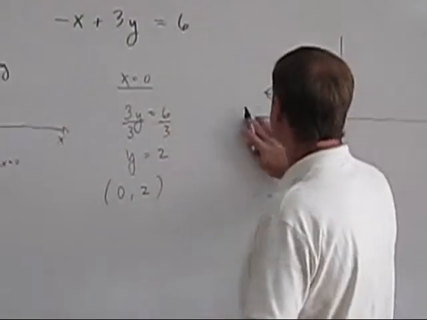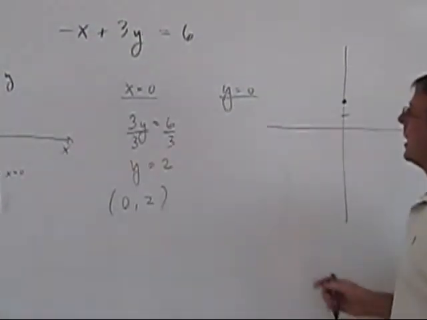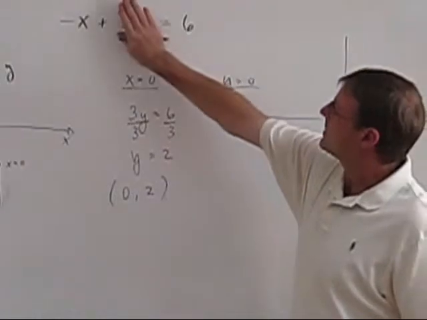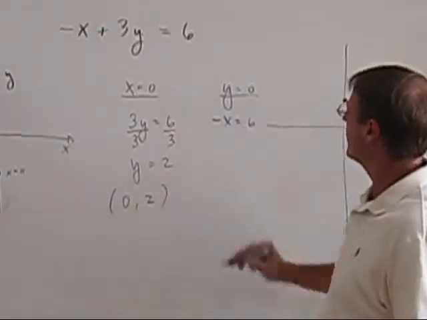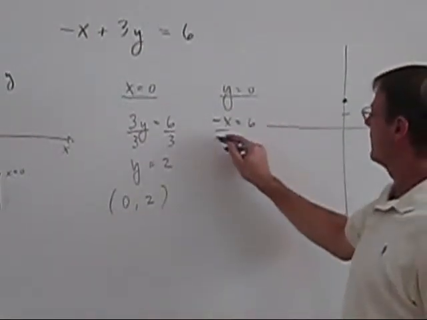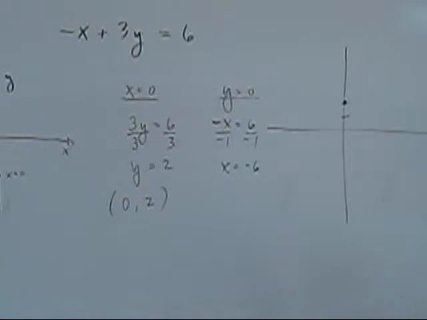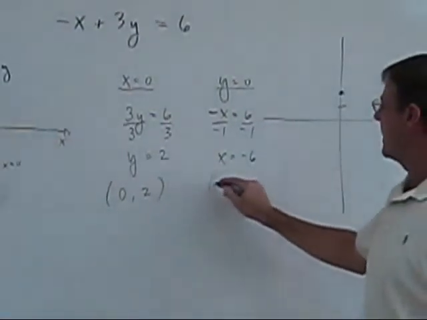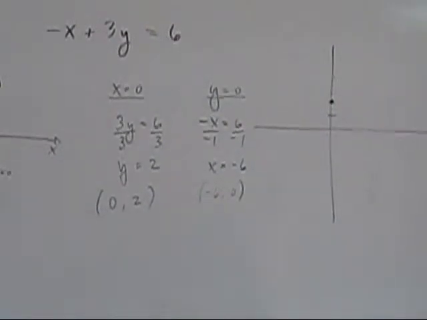If I want the x-intercept, I do the opposite. I set y equal to 0. When I put y equals 0 in here, this just disappears. And all I have left is negative x equals 6. And then I can divide by negative 1, and I have x equals negative 6. So I have the point (-6, 0), and that gives me the x-intercept.